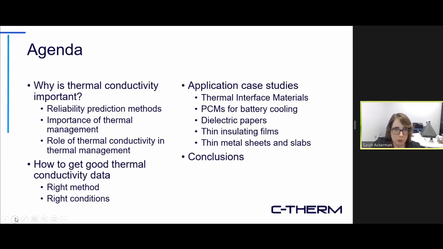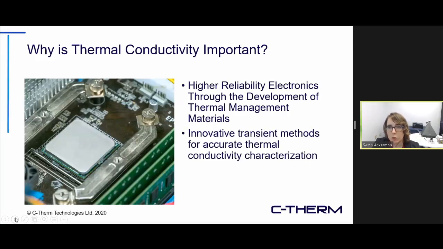I'll next go into how to get some good thermal conductivity data for input into reliability prediction models and thermal management design, which really boils down to choosing the right method and the right test conditions. And next I'll discuss a brief overview of a couple of common application case studies, and finish up with some conclusions.